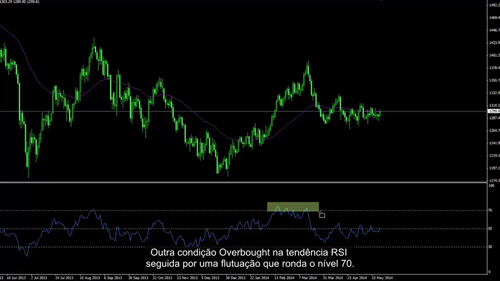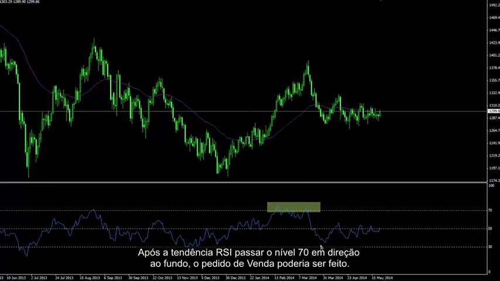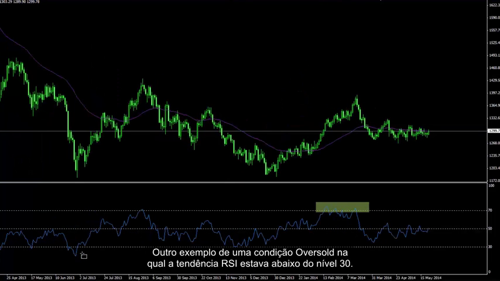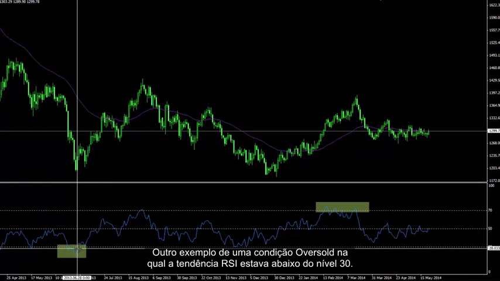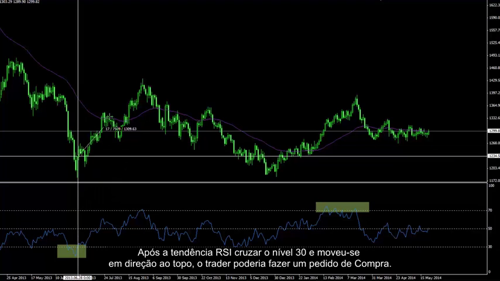Another overbought condition of the RSI trend followed by a fluctuation from around the level 70. After RSI trend passed the level 70 towards the bottom, a sell order could have been placed. Another example of an oversold condition in which RSI trend was less than 30. After the RSI trend crossed level 30 and moved towards the top, a trader could have placed a buy order.